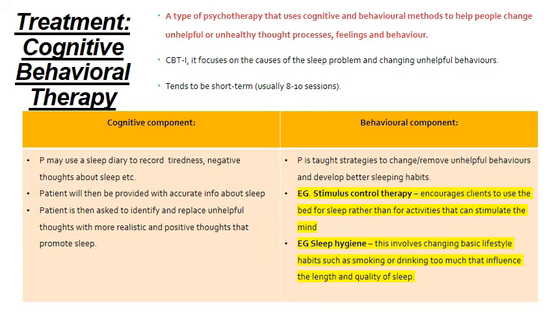Okay, so how do we treat insomnia specifically? We use cognitive behavioral therapy for insomnia. It's called CBTI, and you are familiar with this because you did it in mental health. This is a type of psychotherapy that uses cognitive and behavioral methods to help people change unhelpful or unhealthy thought processes, feelings, and behavior. It focuses on the causes of sleep problems and changing unhelpful behaviors. It tends to be short-term, usually 8 to 10 sessions.